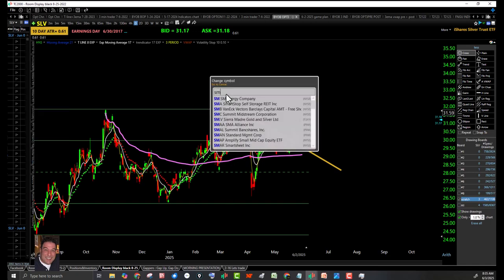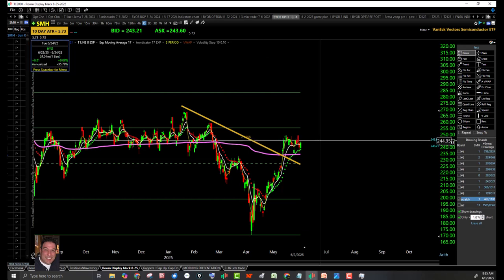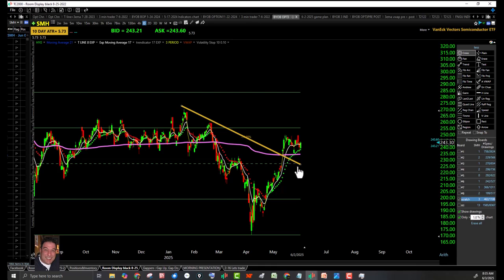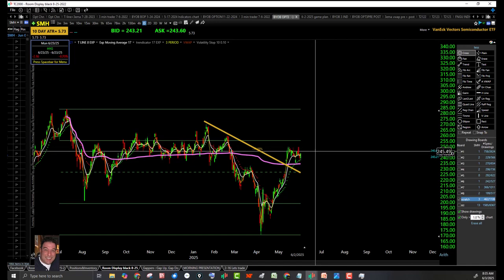Let's take a look at SMH. All right, SMH still neutral, not in the upper third. Up over the all-time high anchored VWAP. Up over the downtrend line. Making higher lows and higher highs. That's bullish. Moving up and holding the higher ground. That's bullish. Still neutral right here, not quite in the upper third.